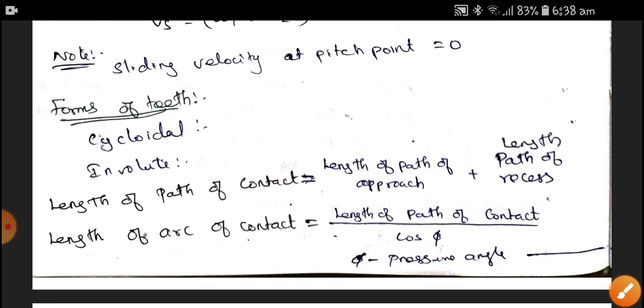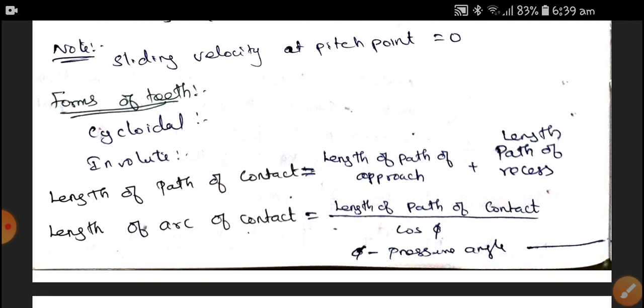So before seeing the form of the tooth, we will go through some of the concepts. One is the length of path of contact. Length of path of contact is equal to length of path of approach plus length of path of recess, and the length of arc of contact is equal to length of path of contact divided by cos phi, where phi is called the pressure angle. The contact ratio is always greater than 1.